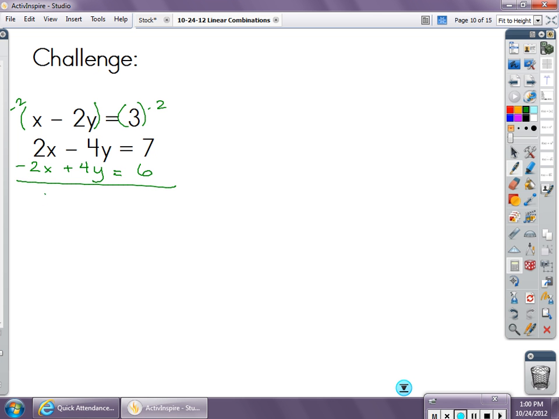This plus this is 0, and that plus that is 0, and that plus, oh, sorry, I forgot my negative here. That plus that gives me 1. So I get 0 equals 1. What do we think about that? Okay, so this is why it's a challenge. 0 equals 1. Is that a true statement? We have to ask ourselves, is this a true statement or a false statement? Obviously, 1 and 0 are definitely different amounts. So this is a false statement, which tells us there are no solutions.